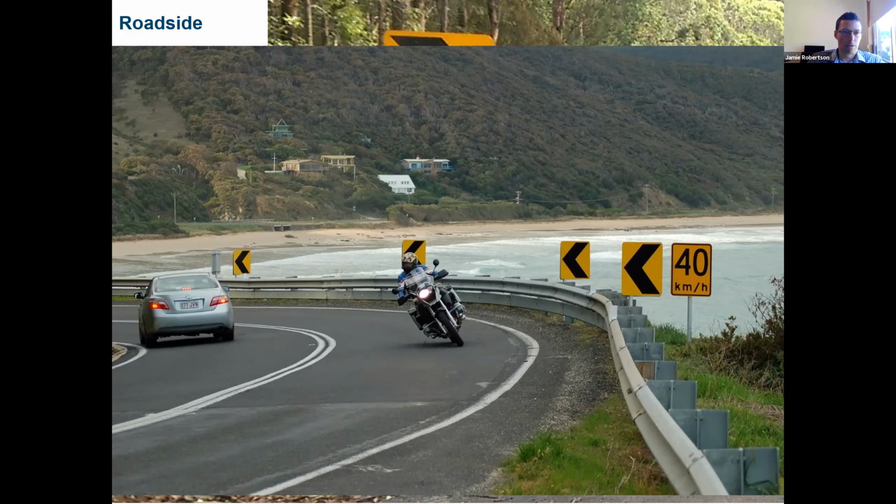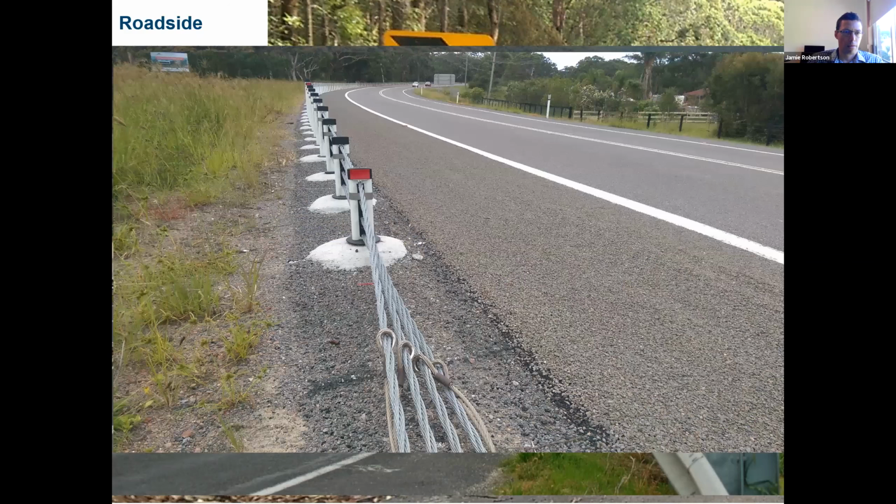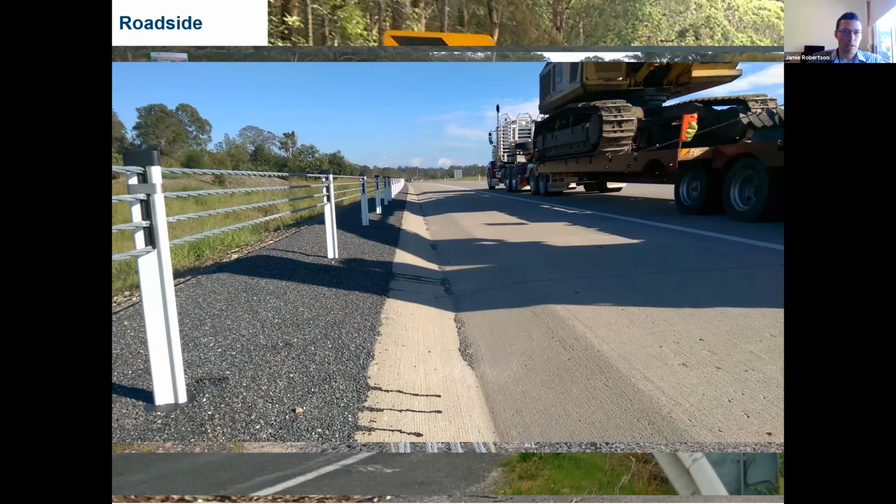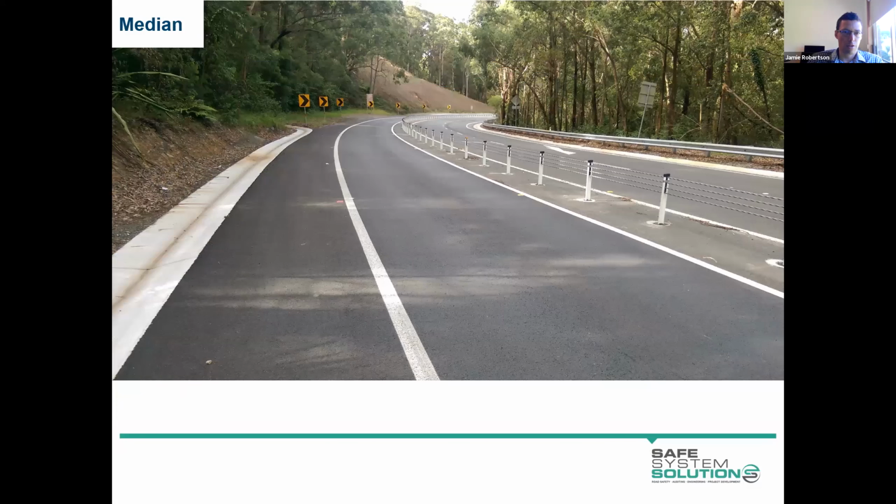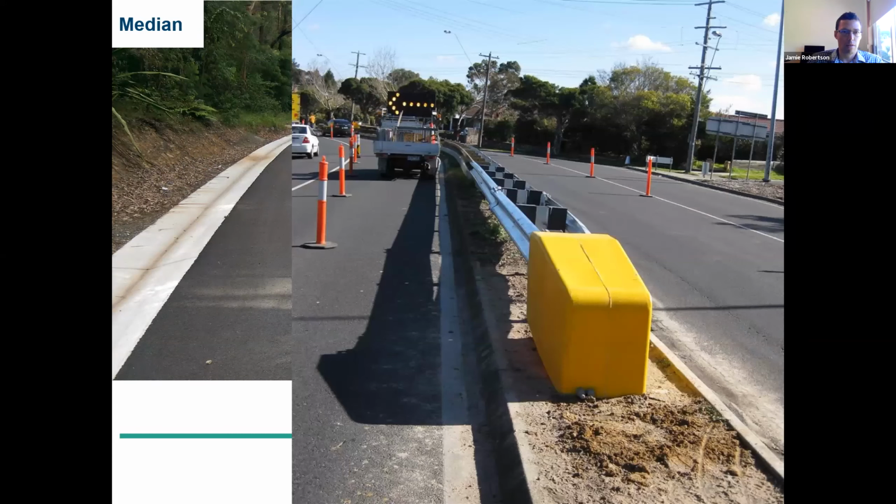Wire rope barriers are a popular treatment at the roadside as well. And there are a few examples. In the median, we need to be mindful of some different considerations, such as how much the barrier deflects. Wire rope is a popular choice, although it does deflect by more than our guard fence products typically. We might have a back-to-back guard fence product in the median.